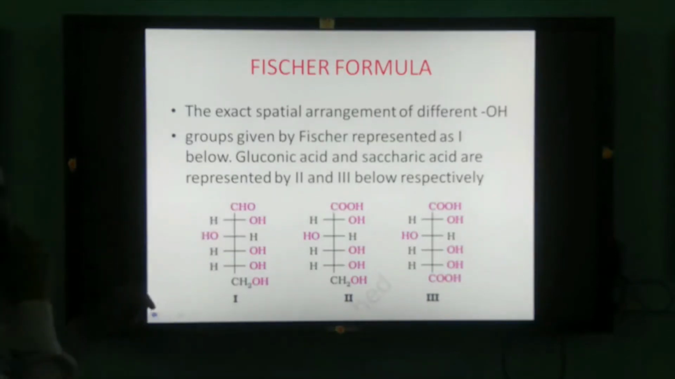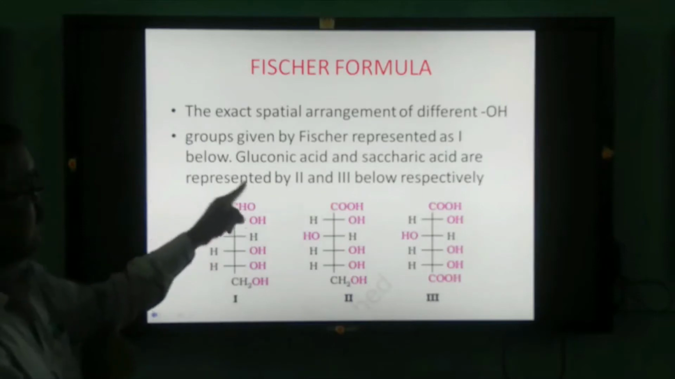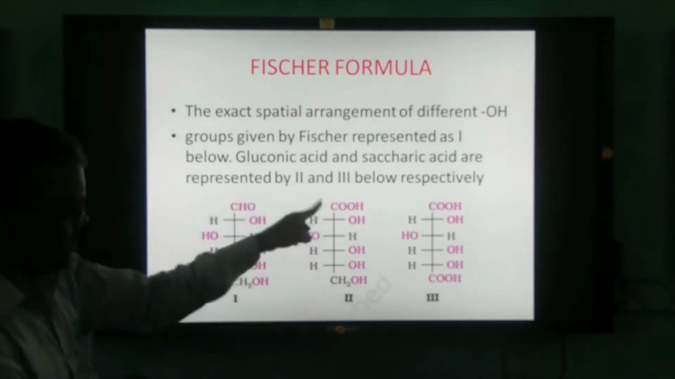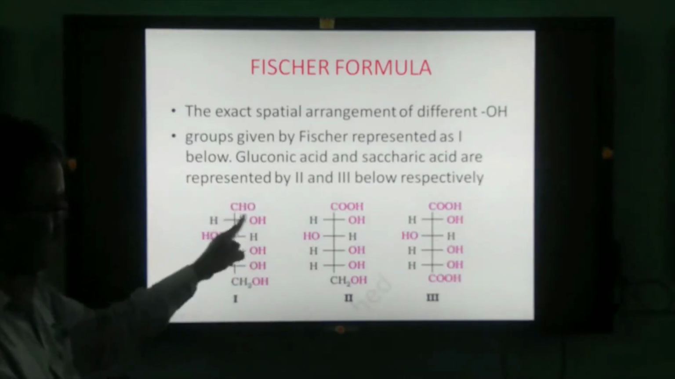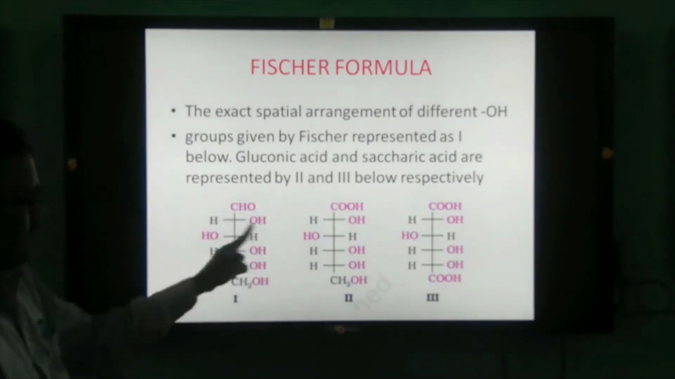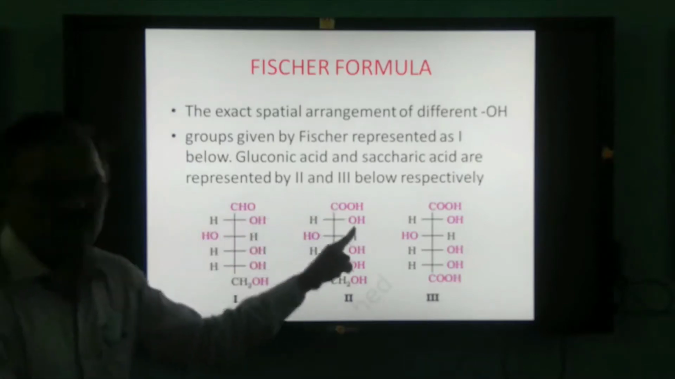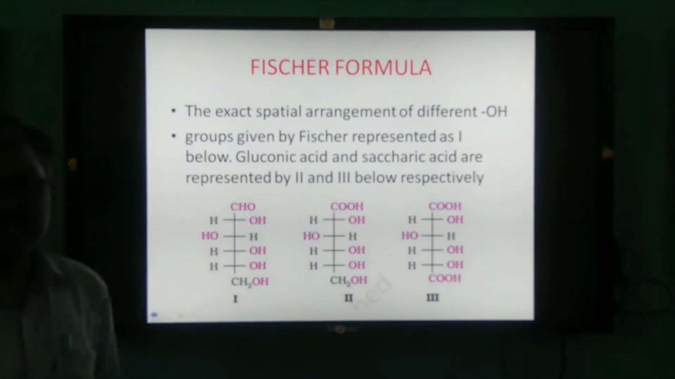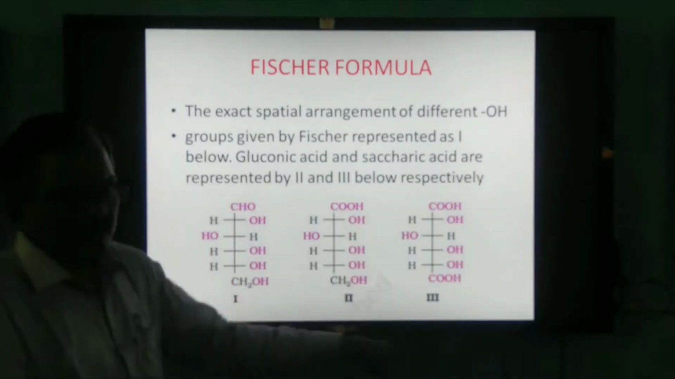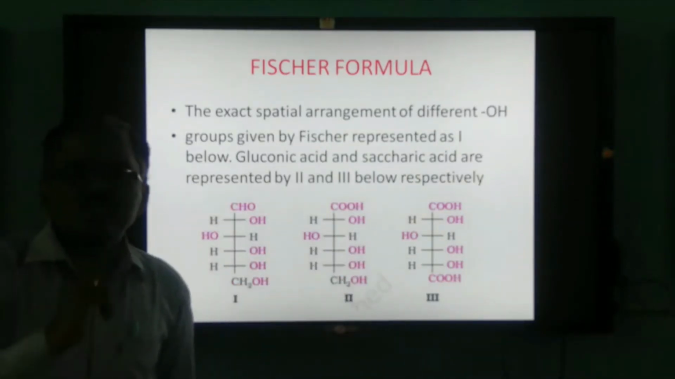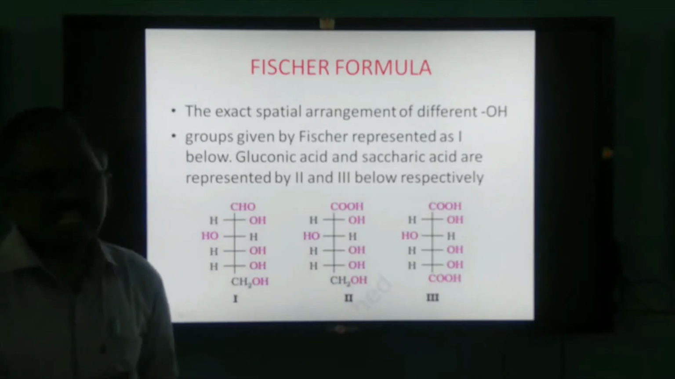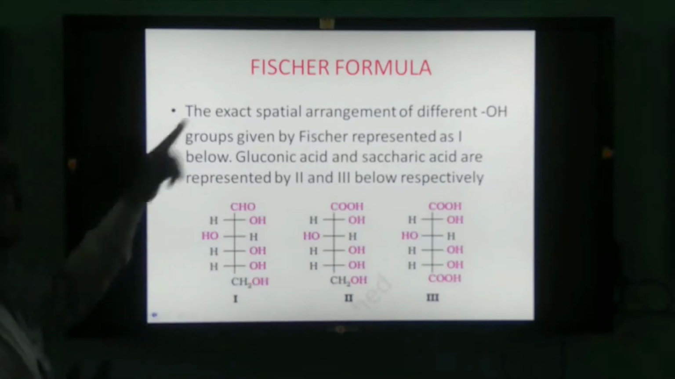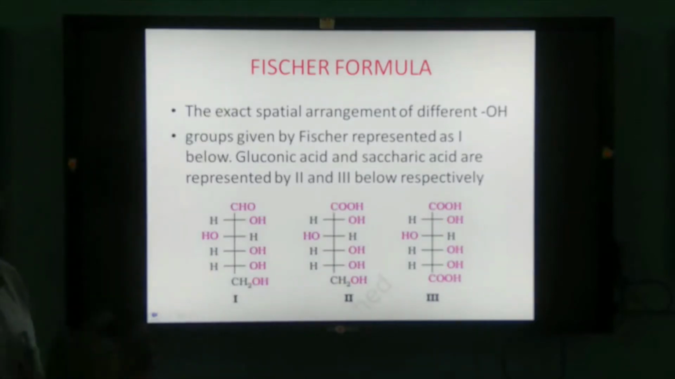In the second structure, gluconic acid and saccharic acid. This is the gluconic acid. The only difference between the first structure and this one is that the CHO is oxidized to COOH. In the last structure, structure 3, both the end carbons are oxidized to COOH. That is called saccharic acid. This is the structure proposed by Fischer. So that is the Fischer formula.